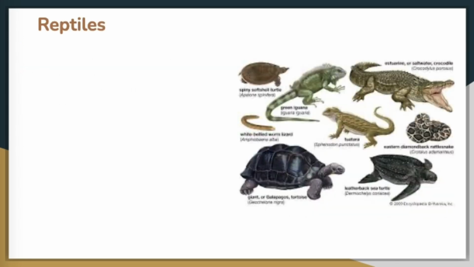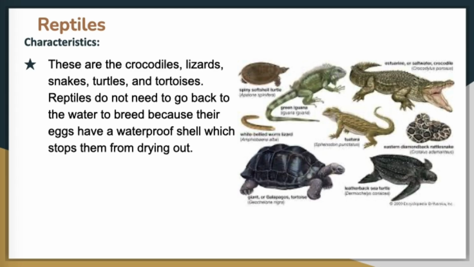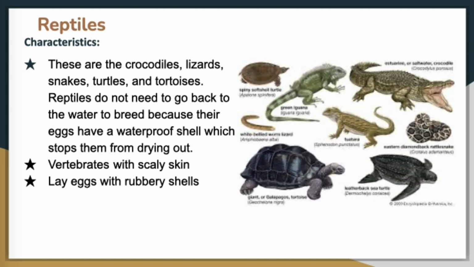Next, we have class reptiles. Reptiles do not need to go back to the water to breed because their eggs have a waterproof shell which stops them from drying out. They are vertebrates with scaly skin and they lay eggs with rubbery shells.